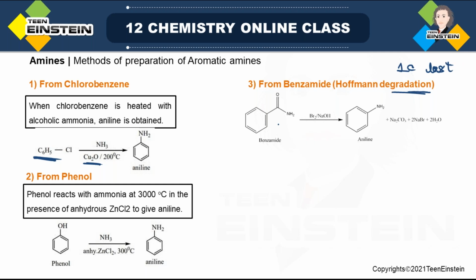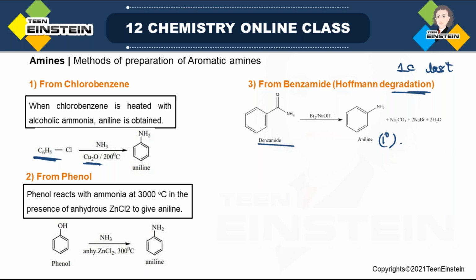So in this case the starting material is basically an amide, but here it is written as benzamide because the benzene ring is directly attached to the amide group. So the starting material is benzamide and the final compound is basically a 1 degree amine. In general, the Hofmann bromamide reaction is a preparation of a 1 degree, primary amine starting from an amide.